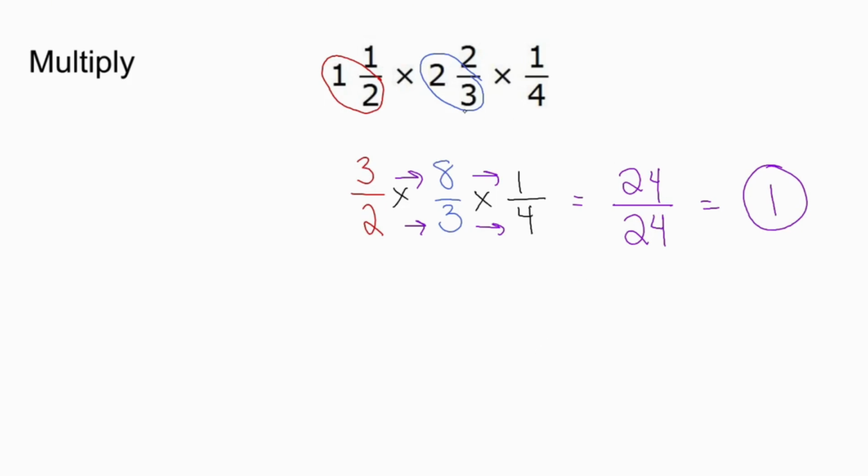So believe it or not, when all is said and done, I don't need to go crazy simplifying too much. I don't need to think, oh, well, how do I use long division to turn that into a mixed number? Nope. The answer is 1, and so that's it. Easy peasy.